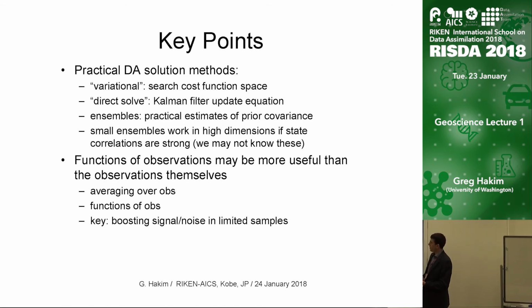And part of that thinning could involve superobbing and averaging. But in other situations, like I showed you for the coupled climate problem, we may in fact want to consider functions of the measurements. And the key is boosting signal to noise for limited samples. It's really a practical problem. We're not pulling a rabbit out of a hat. At least I don't think we are.